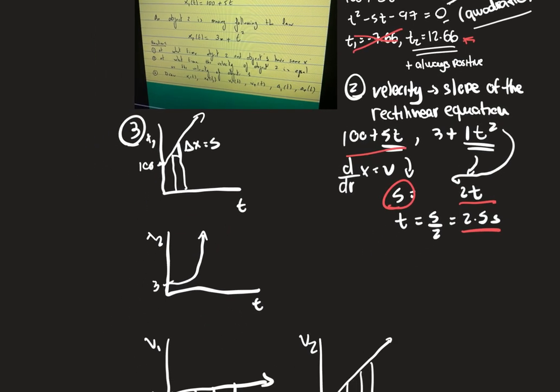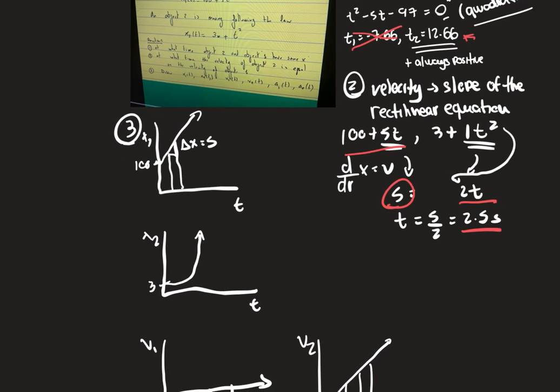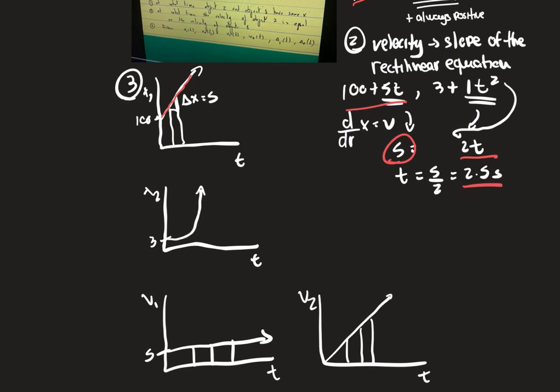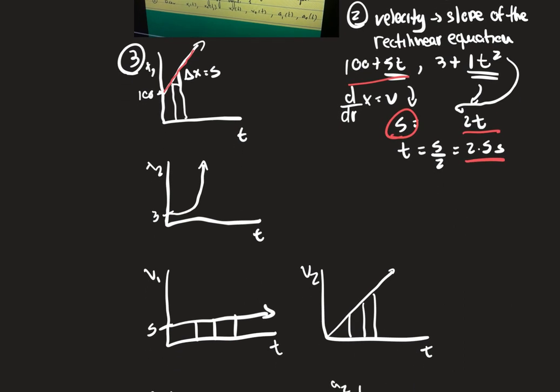Then the third question asks us to draw the different graphs obtained from the first object and the second one. So the first one is going to have a position with a constant rate of 5, so it's going to have a rectilinear equation. The second one is going to have a parabola because it has the 2 power.